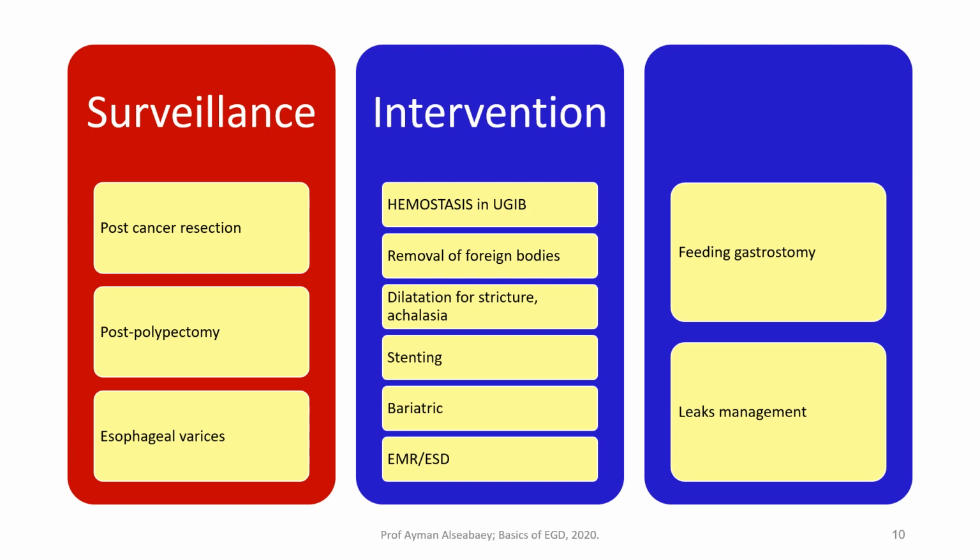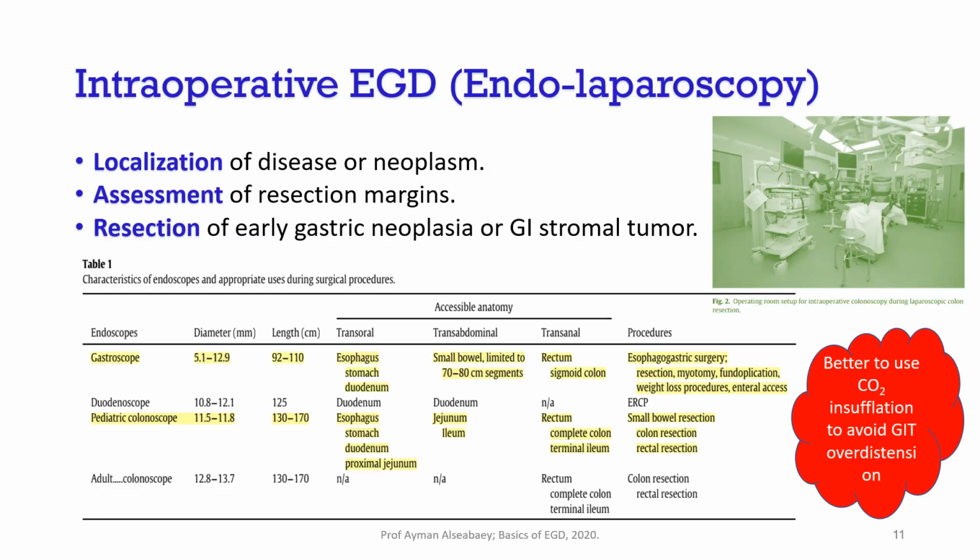Interventions, of course, endoscopy can be done for various diseases to interfere, like hemostasis, removal of foreign bodies, dilatation of structural achalasia, stenting, bariatric, MR, ECD, feeding gastrostomy, and leak management, especially post-bariatric.